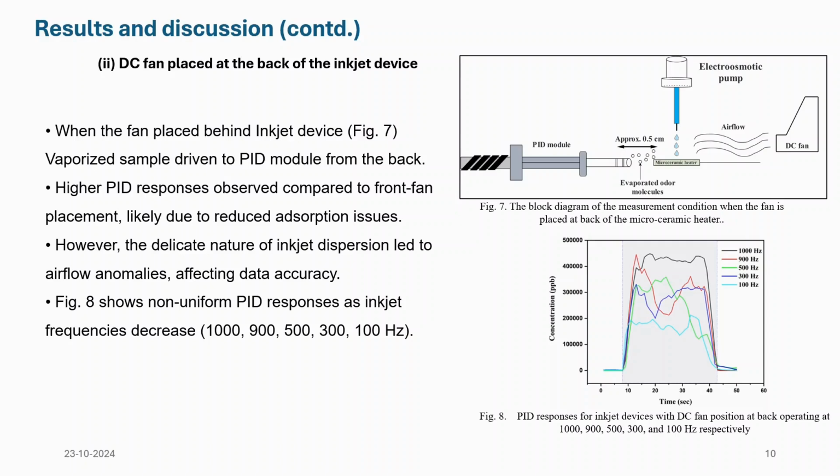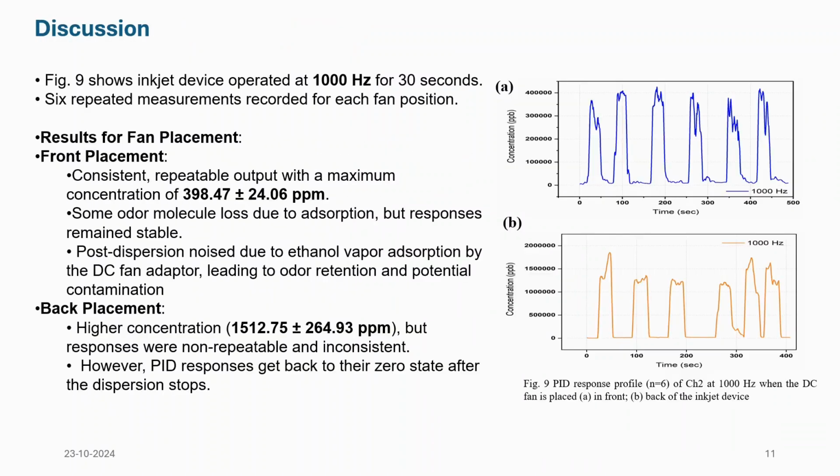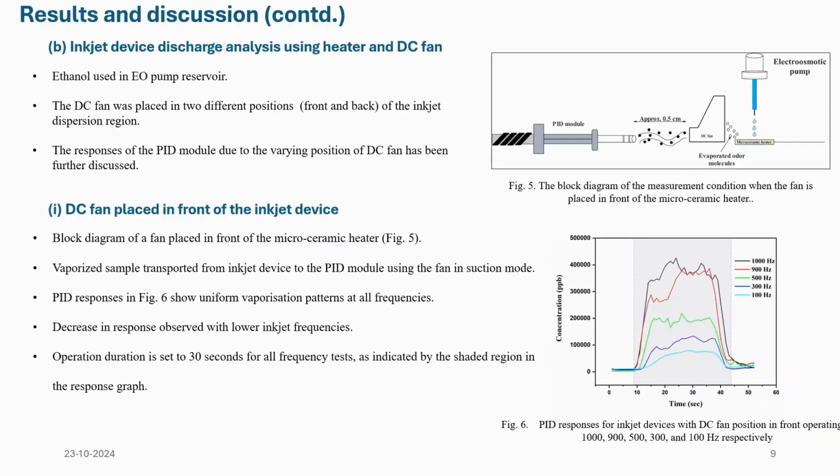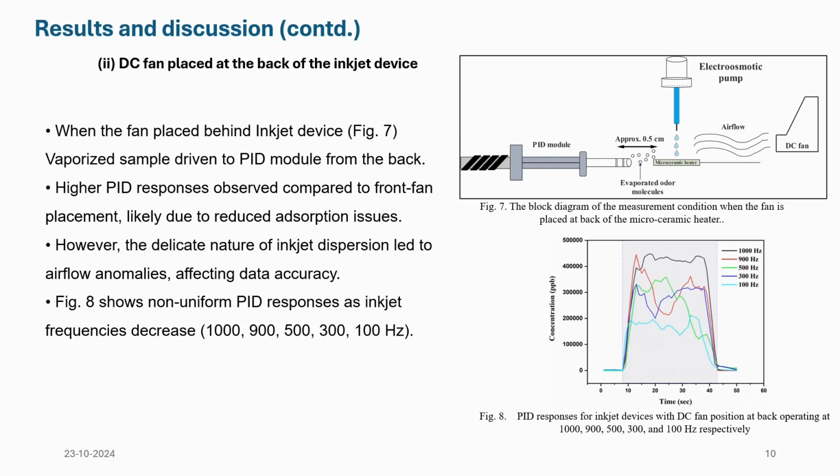And in case of the previous device, you can see that there were lower PID responses. So this may be due to the absorption by the 3D printed module of the DC fan, which was not seen in the next case. So these are the probable reasons.